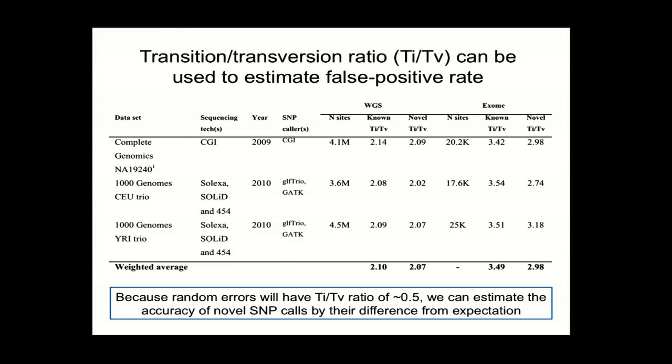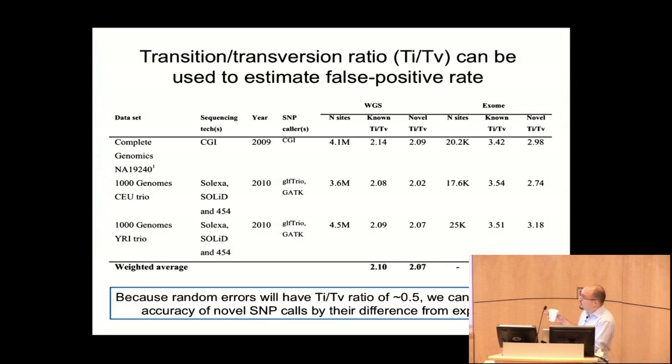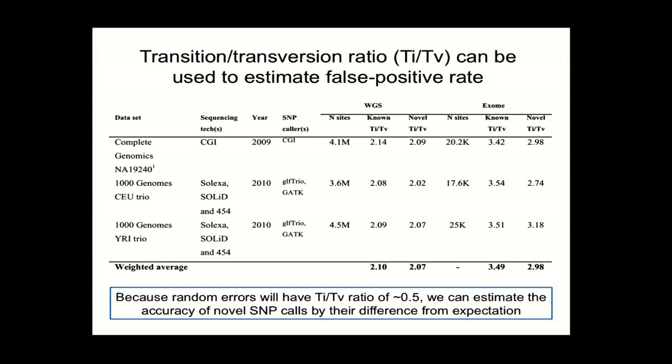This is a variety of very high quality call sets from the 1,000 Genomes and Complete Genomics. It shows the transition transversion ratios for those call sets broken down by known and novel SNPs, for the whole genome and the exome. And you can see that the transition transversion ratios are indeed very consistent at the whole genome level and averaging around 3.0 for the exome.